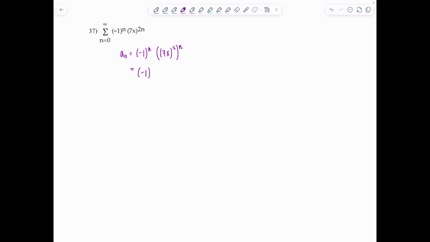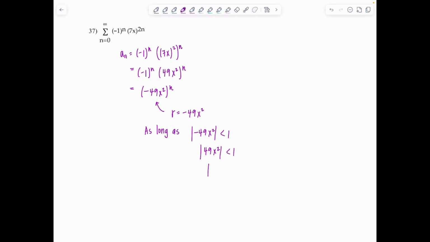So then this is -1 to the n, this is 49x squared to the n. And then you can group everything that's being raised to the n. So then we have -49x squared to the n. So there's my r. r is -49x squared. So as long as the absolute value of -49x squared is less than 1, which means the absolute value of 49x squared is less than 1, divide by 49, the absolute value of x squared is less than 1 over 49. So the absolute value of x is less than 1/7.